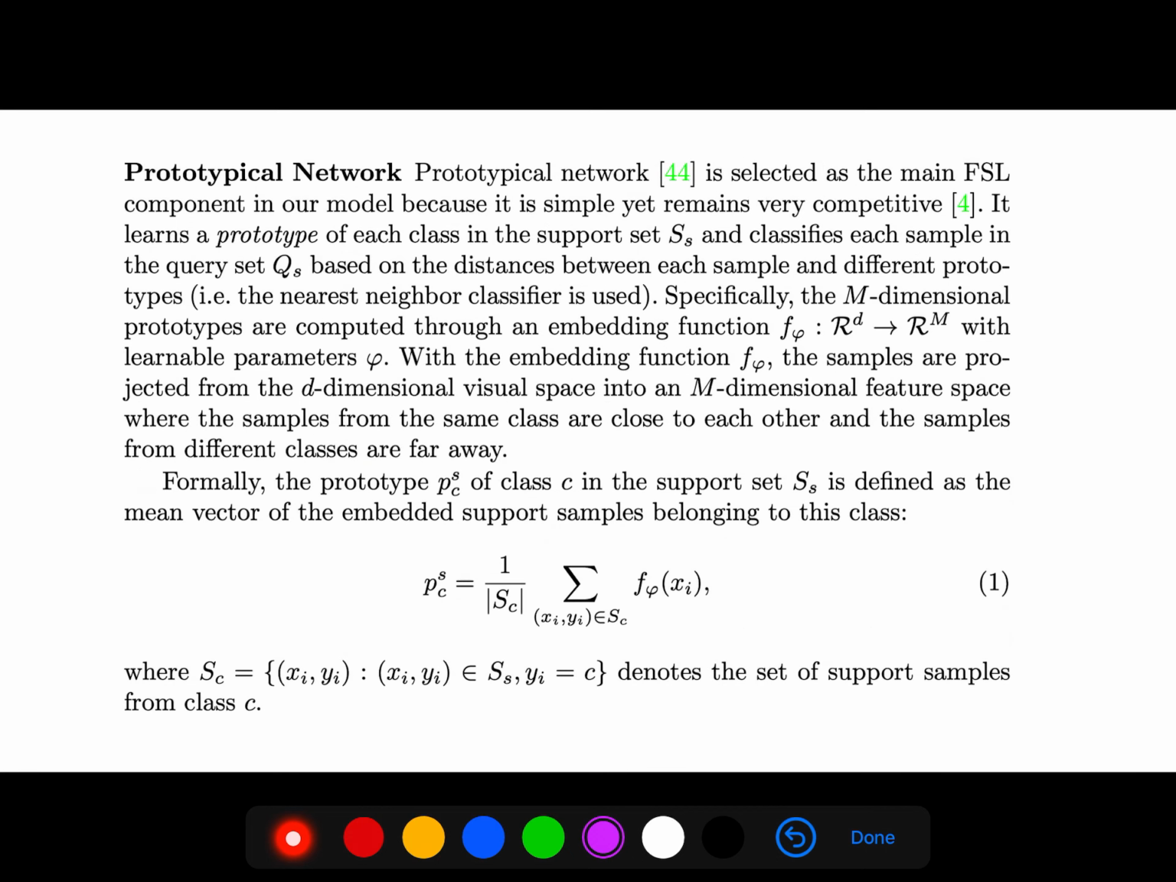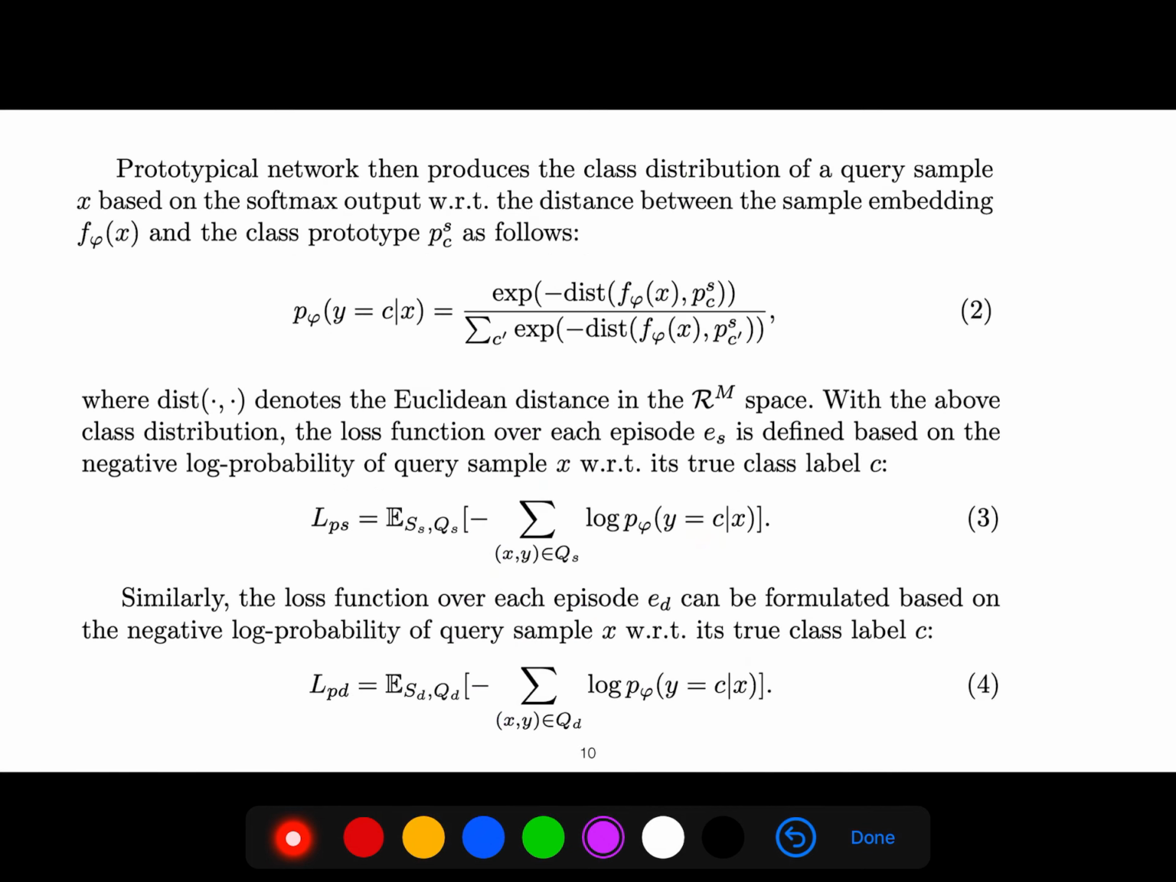So in prototypical network, you just take the average and you get the prototypes. And it's very easy to do that. But with the above class distribution, the loss function over each episode is defined based on negative log probability. Similarly, the loss function over each episode can be formulated based on negative probability of query sample with respect to true class label C.